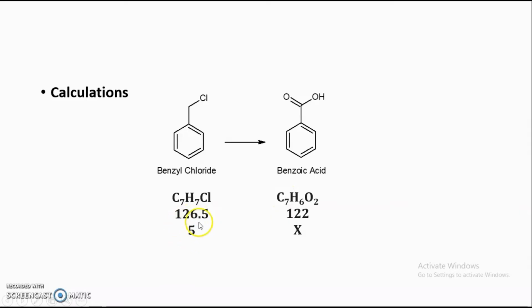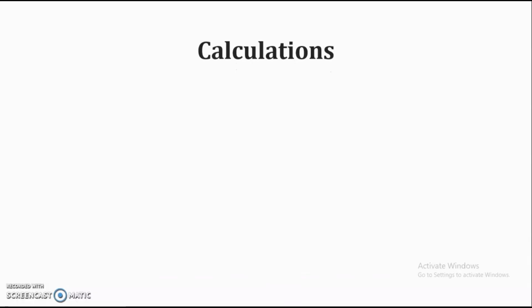Now, here we have taken 5 grams of benzyl chloride. So we have to calculate how much amount of benzoic acid we will obtain, which we will consider as X. By cross multiplication, X is equal to 122 into 5 divided by 126.5. So here we will get 4.82 gram of the benzoic acid. This is known as the theoretical yield.